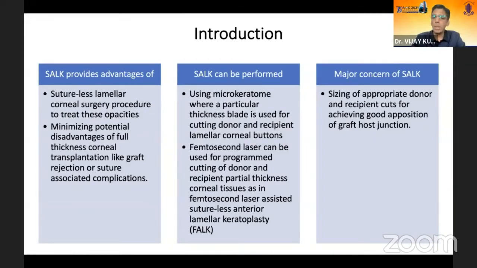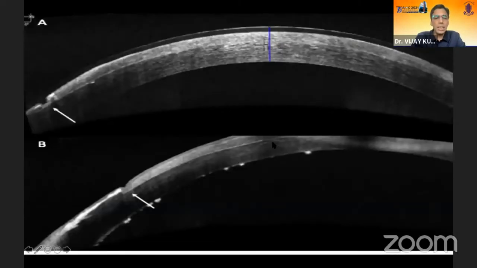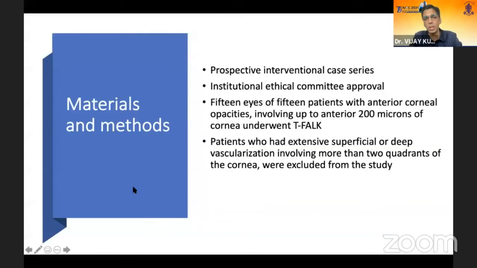The problem with both these techniques is sizing of appropriate donor and recipient cuts for achieving a good apposition of the graft-host junction. You can see in this photograph a traditional SALK where at the graft-host junction there is a gap. This gap can act as a nidus for infection over a period of time because it heals with a notch. As you can see, about 6 months post-operatively, there is a notch, so it can act as a nidus for infection.